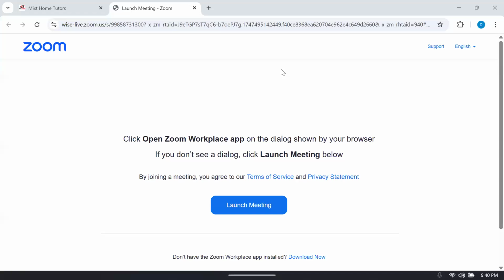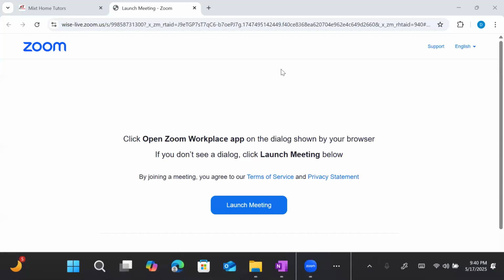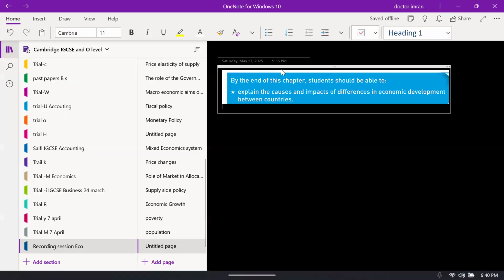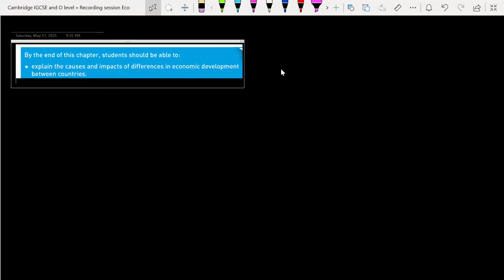Today we are going to discuss the economic development part. So, in this chapter, we will explain the causes and impact of differences in economic development between countries. So, first of all, I will write down the definitions of economic development.